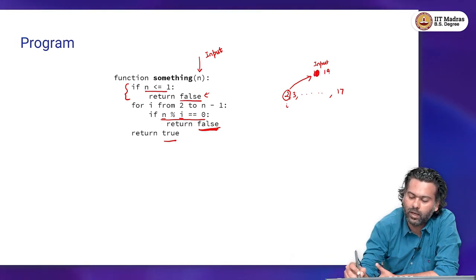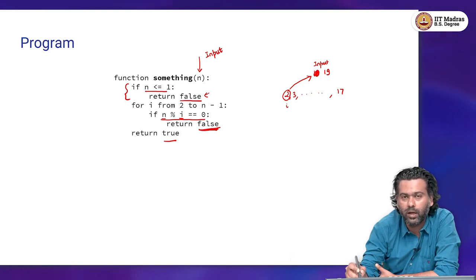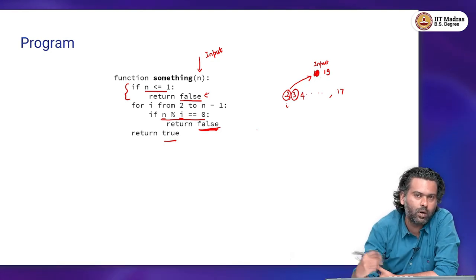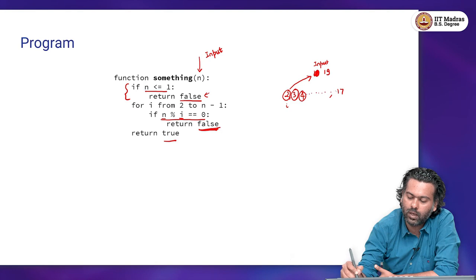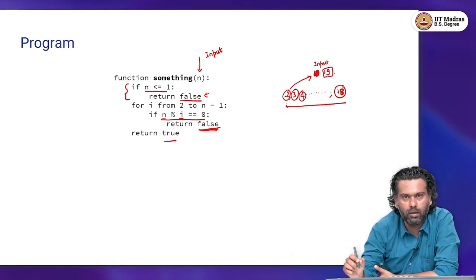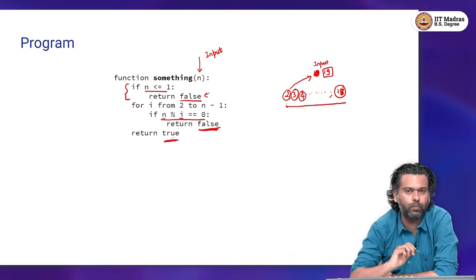For example, if I take a number like 19, now does 2 divide 19? Well, it does not, because the remainder is not 0. So then you go to check for 3. Does 3 divide 19? Well, it does not. The remainder is 1. Does 4 divide 19? No, it does not. 4 into 4 is 16, the remainder is 3. And then you can keep on going till 18 because the number is 19. Does 18 divide 19? Well, it does not because the remainder is 1. So if none of the numbers from 2 to 18 divide the given input, then I will return true.